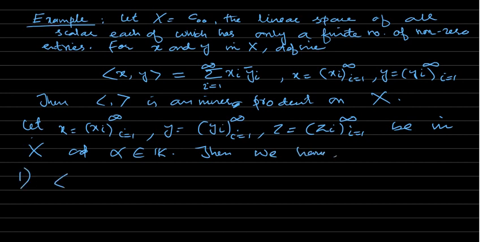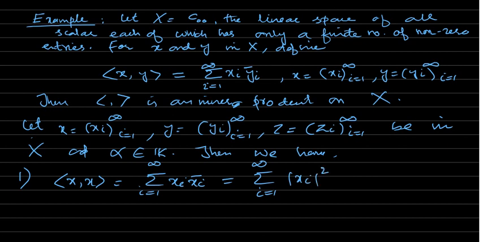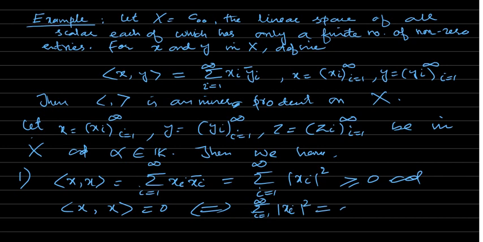First, the inner product of x with x is the summation, i from 1 to infinity, of xi times xi conjugate, which is the summation of mod xi squared. This is always greater than or equal to 0. The inner product is equal to 0 if and only if this series is equal to 0. Since this is a series of non-negative terms, it is equal to 0 if and only if each term is equal to 0, that is, xi is equal to 0 for all i. So this is true if and only if the vector x is equal to 0. That is the first property of inner product.